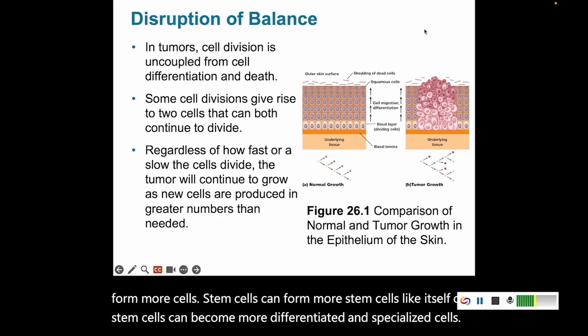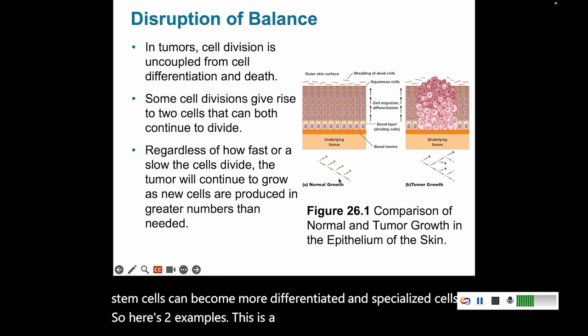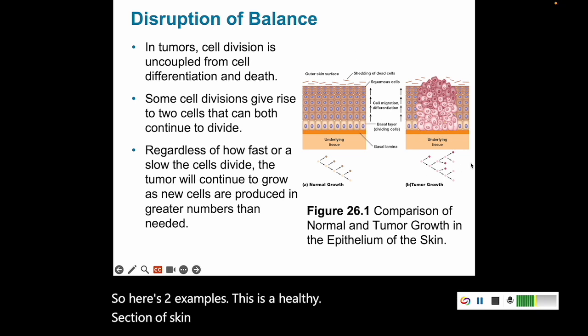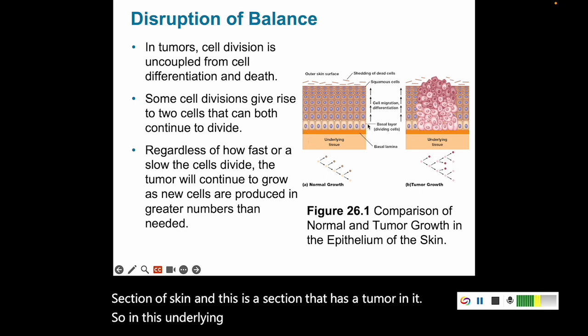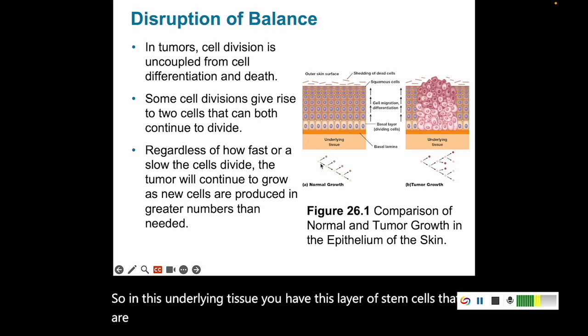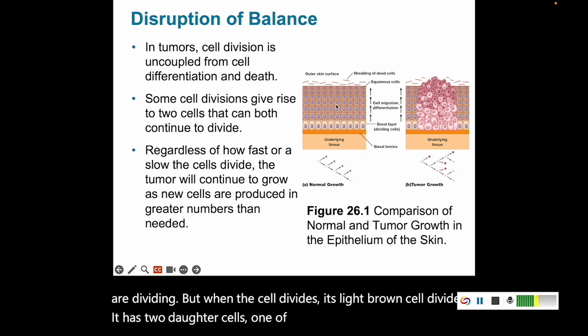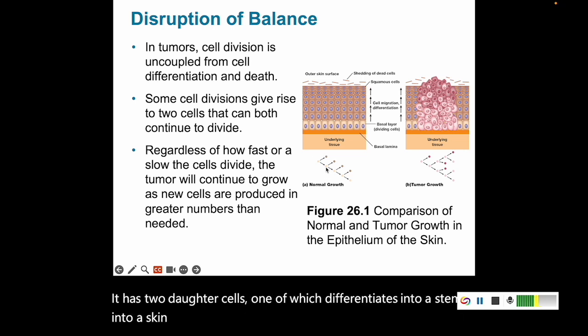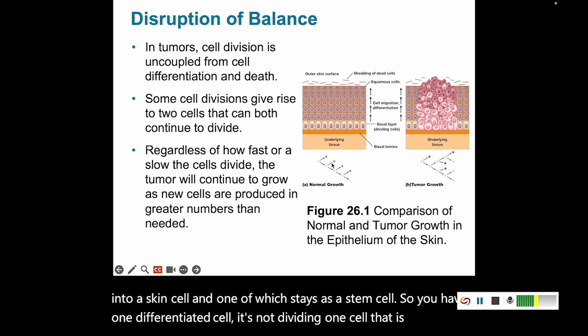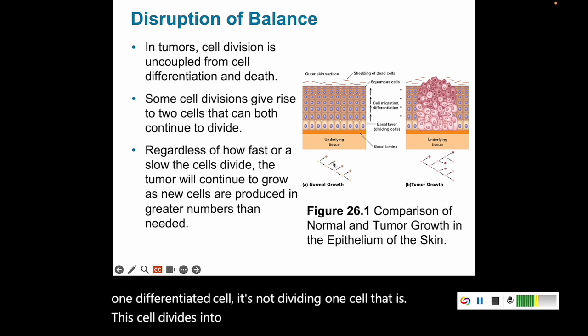So here's two examples. This is a healthy section of skin, and this is a section that has a tumor in it. In this underlying tissue, you have this layer of stem cells that are dividing. But when this light brown cell divides, it has two daughter cells, one of which differentiates into a skin cell, and one of which stays as a stem cell. So you have one differentiated cell that's not dividing, one cell that is. This cell divides into two. One daughter cell becomes a differentiated skin cell, one stays a stem cell.